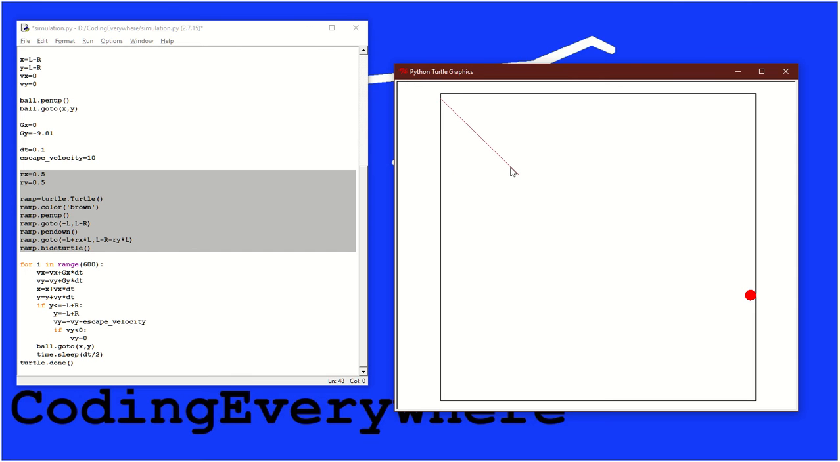If the ramp is slanted, like in this case, the normal force will have a vertical component that will fight with the gravity, and a horizontal component, which will make the ball move in the horizontal direction.